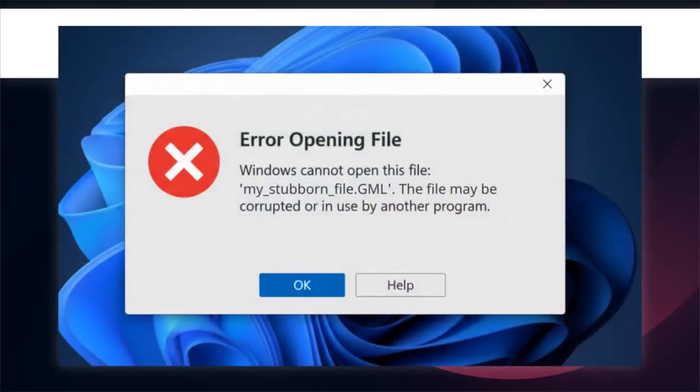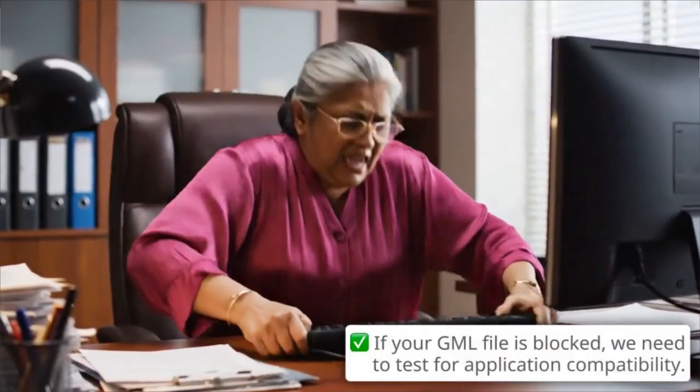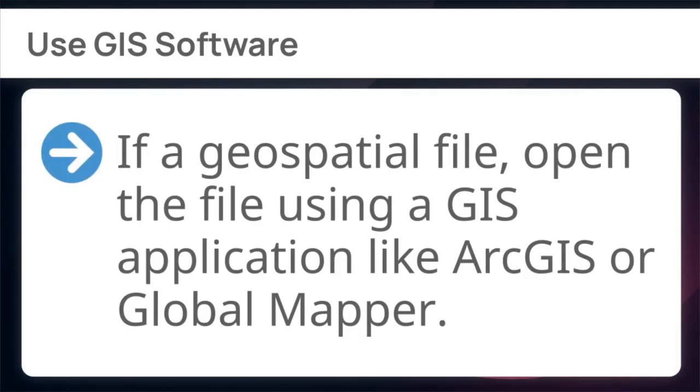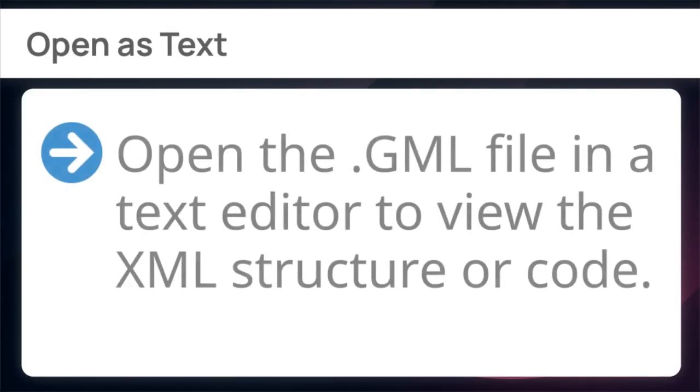When your GML file isn't responding, don't worry, it's typical. We're dealing with a highly specific GML file, so we must be precise. We need to run through this checklist and confirm all key details are correct. First, use GIS software. If a geospatial file, open the file using a GIS application like ArcGIS or Global Mapper. Next, use GameMaker. If a game library, open the file using GameMaker Studio or the associated game engine. Finally, open as text. Open the .gml file in a text editor to view the XML structure or code.